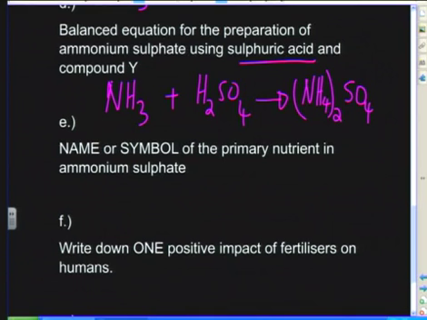So what are you going to do? You've got 2 there. It means you're going to put a 2 here so that you've got 2 nitrogens, 6 hydrogen, 8, then 8 on the right, and you are sorted. So that's how you will balance it.